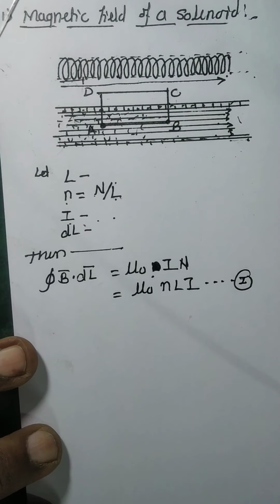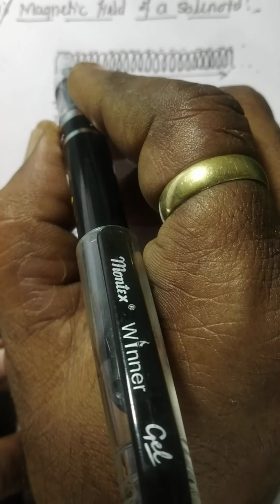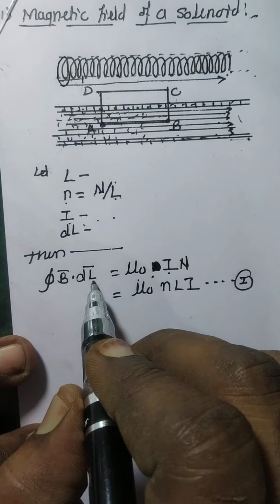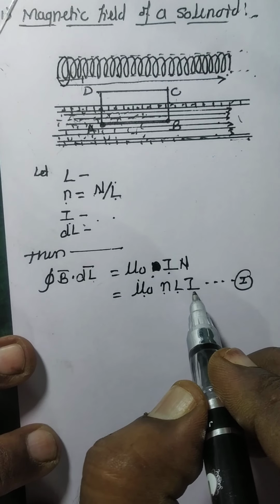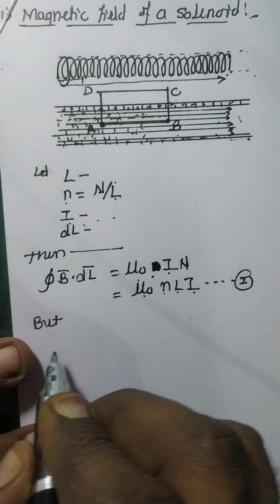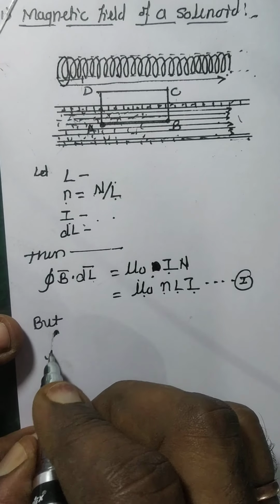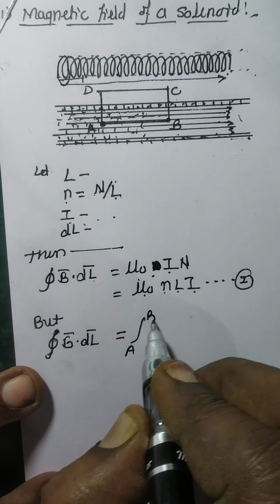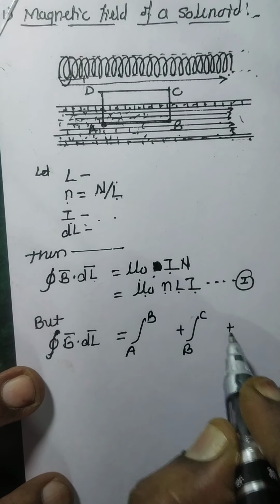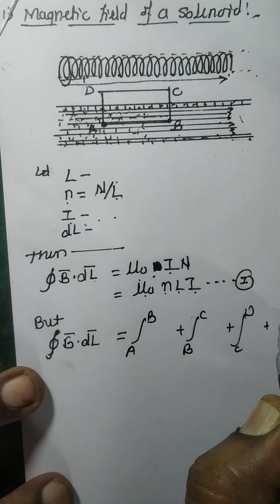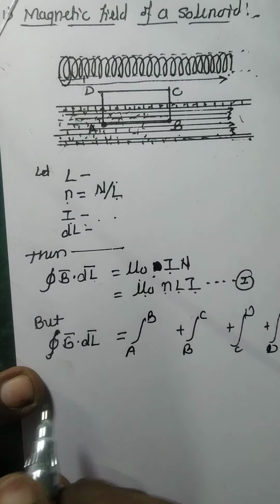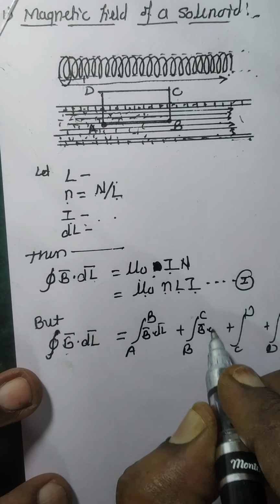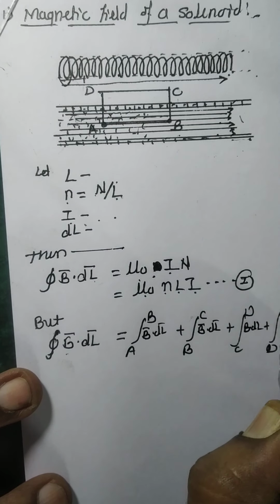Suppose this is equation number 1. समजा एकच लूप असेल तर mu naught I, number of turns n, and therefore total magnetic field mu naught n l I. But total magnetic field is equal to magnetic field from A to B plus magnetic field from B to C plus magnetic field from C to D plus magnetic field from D to A. हे सर्व इथं B dot dl, B dot dl, B dot dl, B dot dl.